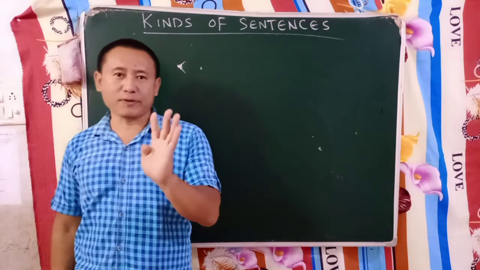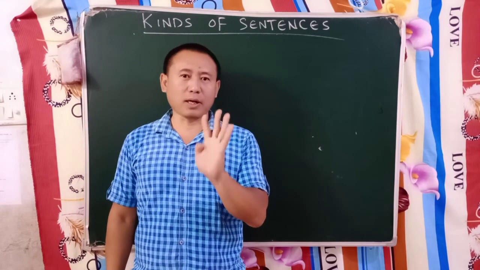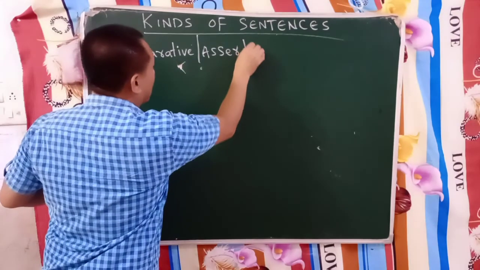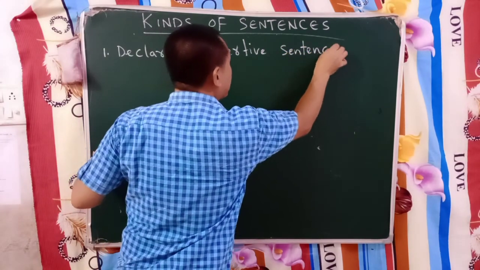There are 4 types of sentences in English. One is declarative, or sometimes we call it assertive. Assertive sentence or declarative sentence.